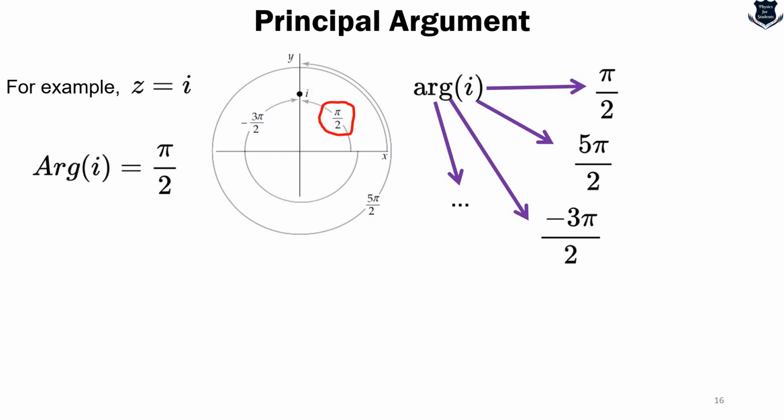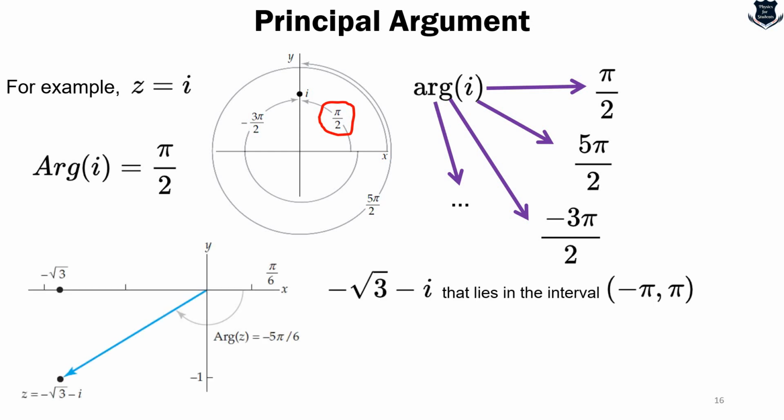So what we can say from here is that the argument of minus square root of 3, which is this one, lies within the interval of minus pi to plus pi. And the principal argument of z is Arg z, which is this one, which equals, I have not calculated, but you can calculate, pi by 6 minus pi, which equals minus 5 pi by 6.